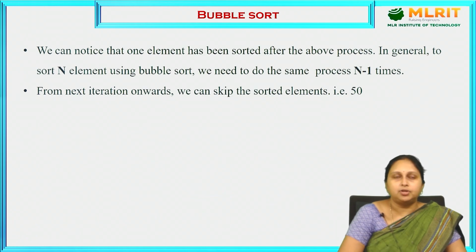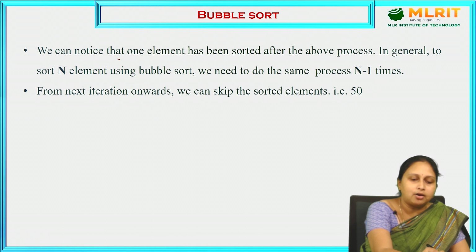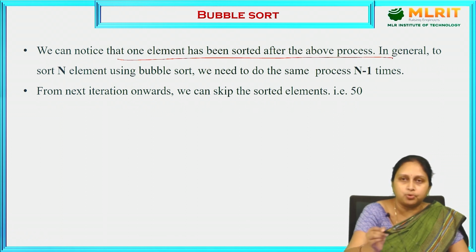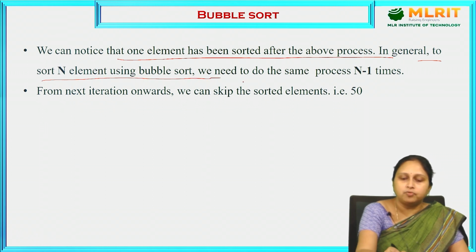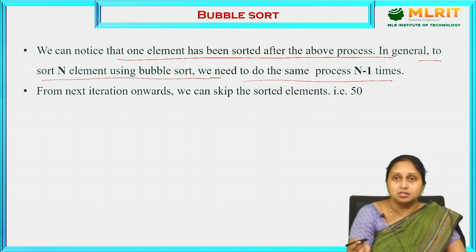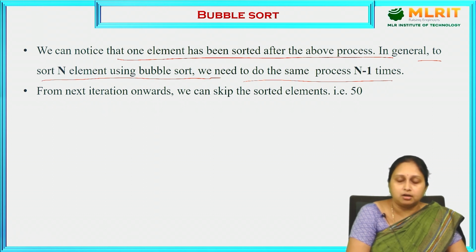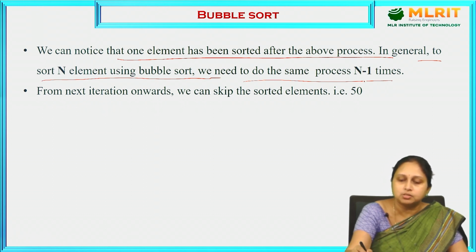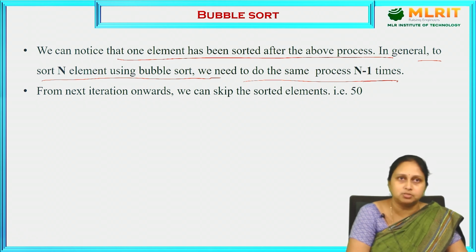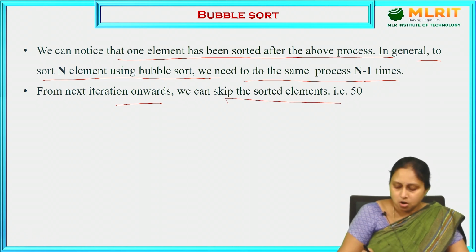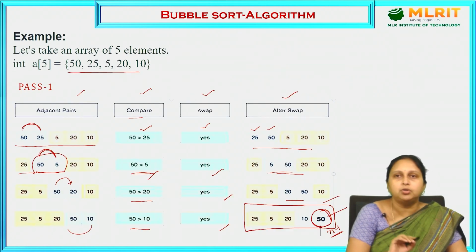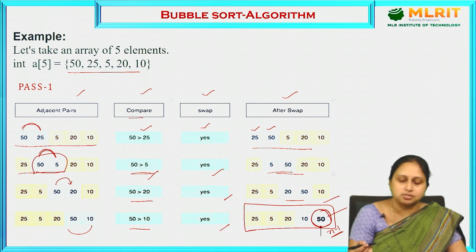Okay. Now, we can see this statement here. We notice that one element has been sorted after the above process. In general, to sort n elements using bubble sort, we need to do the same process n times. For one element we have done it, right? For the remaining elements, we need to repeat the same process n-1 times. From the next iteration onwards, we can skip the sorted element 50. Already 50 is in sorted order. No need to take that element and compare it again and again. We just leave that element, and the remaining elements will be compared.